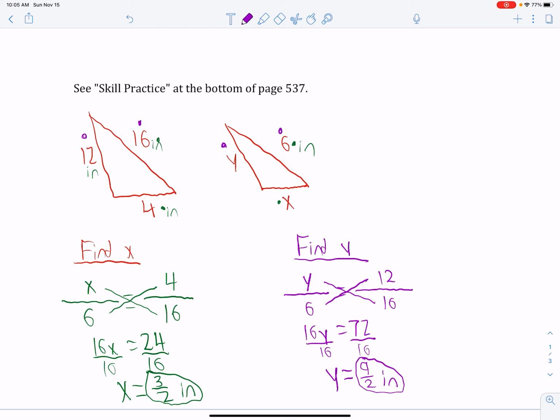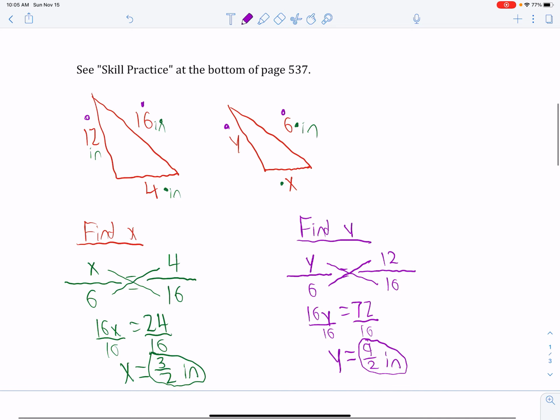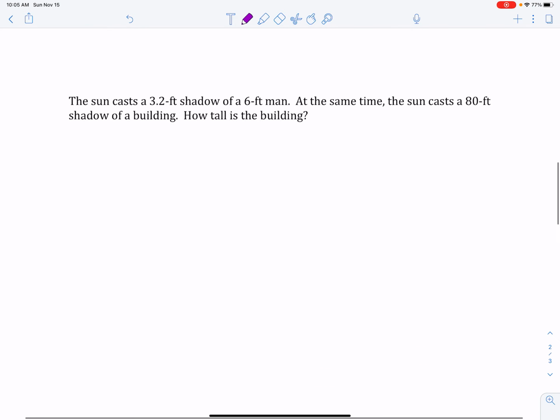So the problems on this page, we were able to set up proportions where we just have one fraction equals one fraction. And those are quick to solve by using what we call cross products. Let's take a look at the next page.